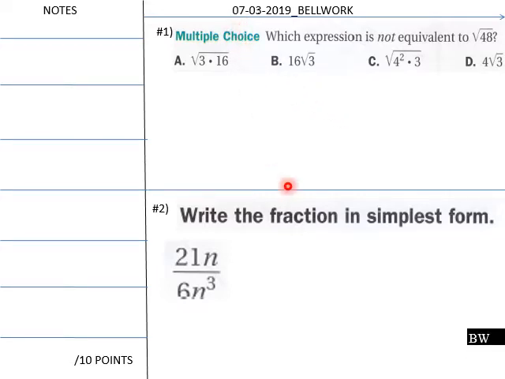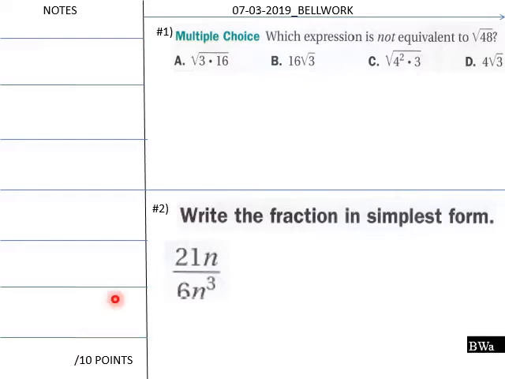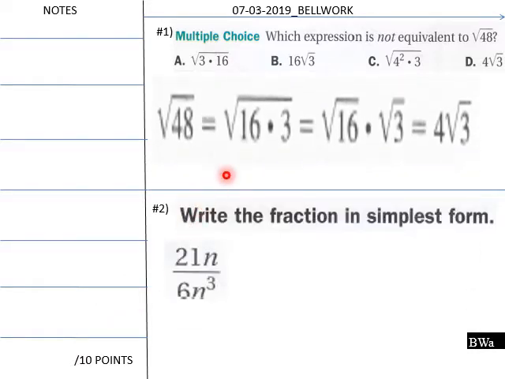Okay, today's spell work. Multiple choice here. Number 1, which expression is not equivalent to that? And then number 2, write the fraction in the simplest form. The teacher is giving the students about 5 minutes. Okay, welcome back for solutions.